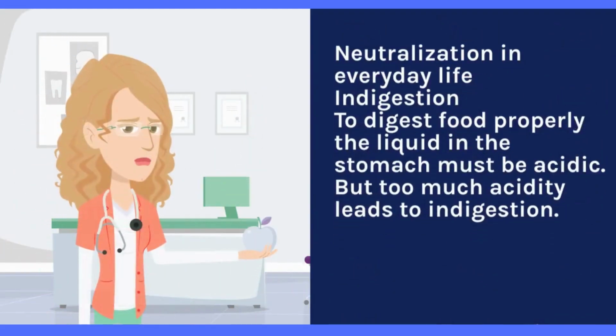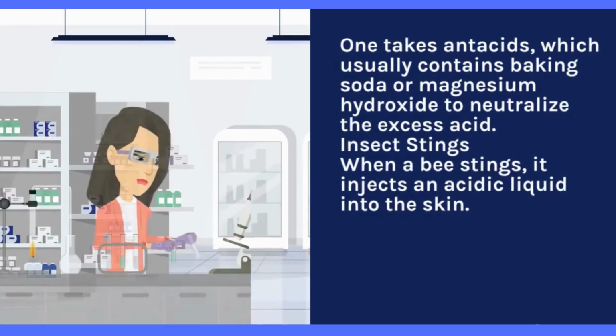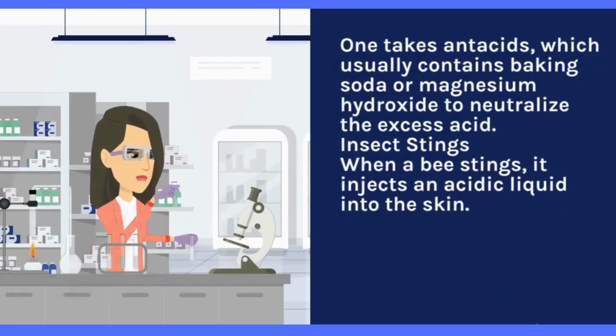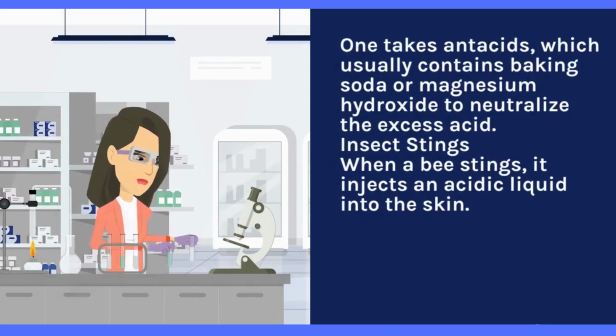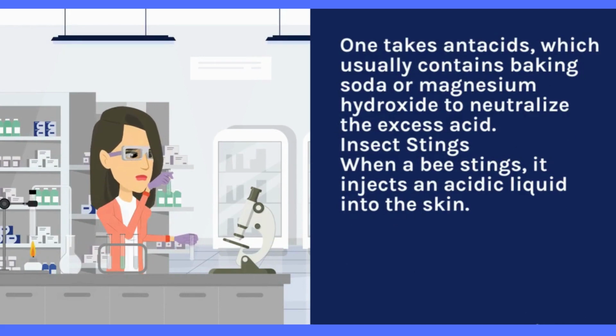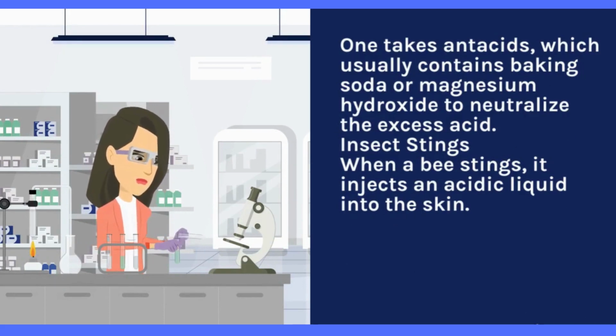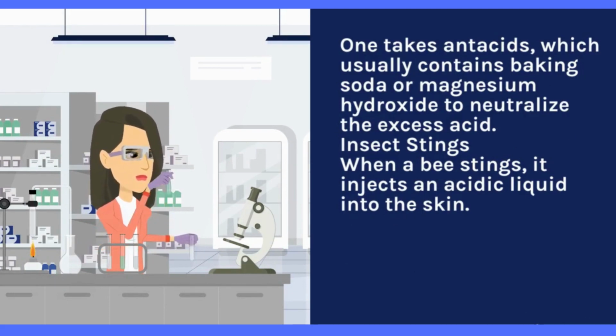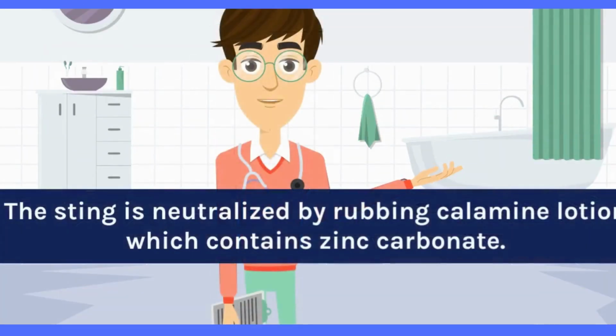Neutralization in everyday life. In digestion. To digest food properly, the liquid in the stomach must be acidic. But too much acidity leads to indigestion. One takes antacids, which usually contain baking soda or magnesium hydroxide, to neutralize the excess acid. Insect stings. When a bee stings, it injects an acidic liquid into the skin. The sting is neutralized by rubbing calamine lotion, which contains zinc carbonate.